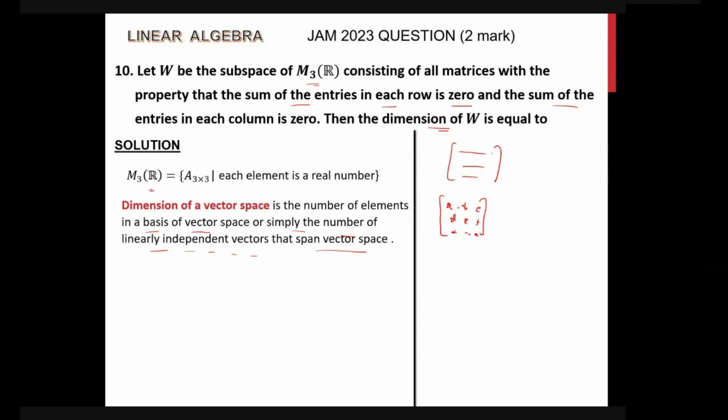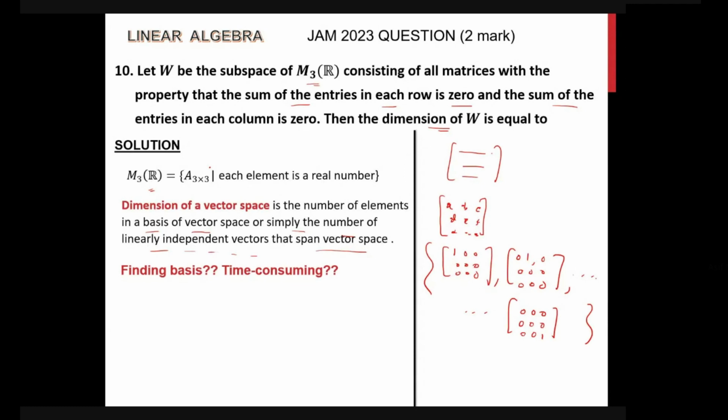So the dimension of M3 is, you can find the basis as the matrix with 1 in the first position and 0 elsewhere, and similarly the matrix with 1 in the second position and 0 elsewhere, and similarly up to the matrix with 1 in the last position. So there are 9 elements, and these will span M3. I will show you after solving this.